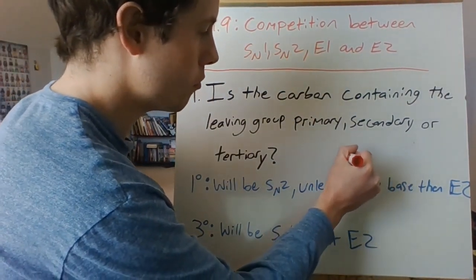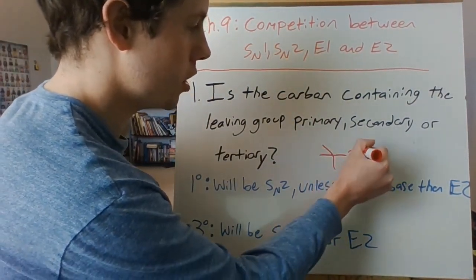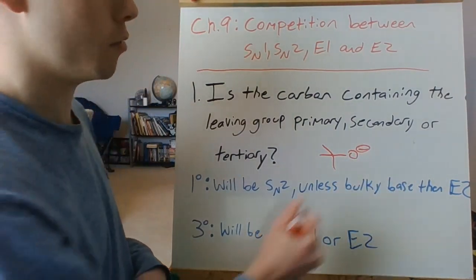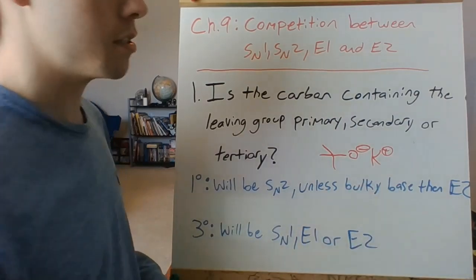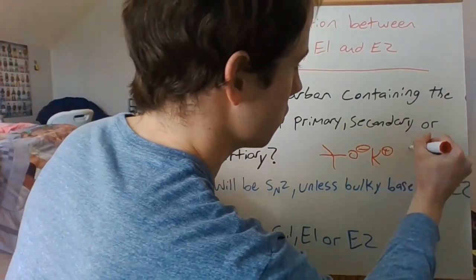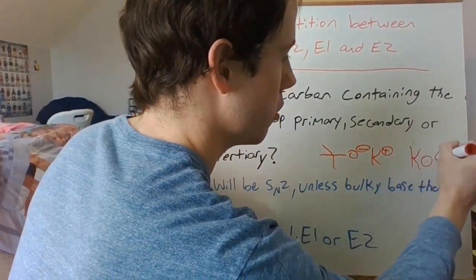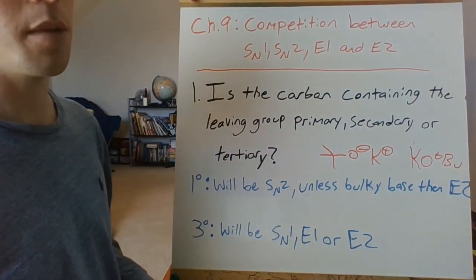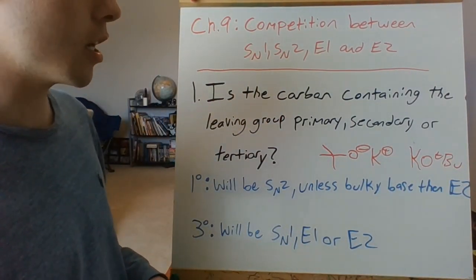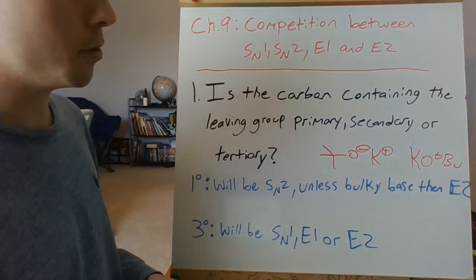An example of a bulky base would be tert-butoxide. And remember, there's got to be some type of counter ion, so you might see potassium tert-butoxide. It can also be written like this, shown here. Both of these are the same thing. And so in this case, we would undergo an E2 reaction.